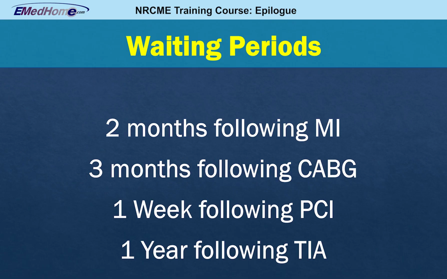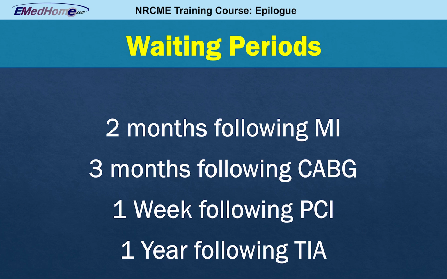The NRCME exam has moved away from asking many questions about recommended waiting periods, but a few of the same questions do keep coming up. Be familiar with the recommended cardiology waiting periods and the waiting period following a TIA. 2 months following a myocardial infarction, 3 months following a CABG, 1 week following PCI, 1 year following a TIA.